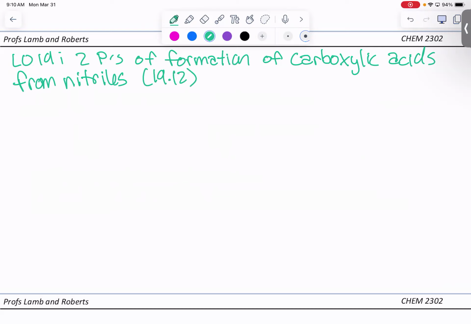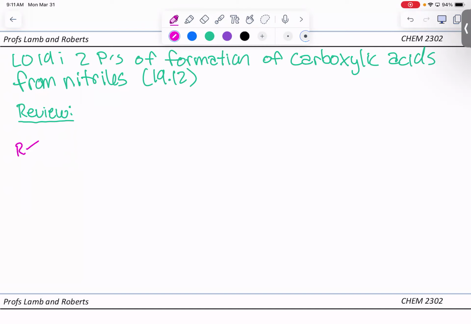All right, so we learned a little bit about nitriles. We also call this functional group a cyano group. So let's go ahead, and this is a review of a 2301 or earlier 2302 topic. So before we get into our new learning objective, let's go ahead and review how we actually made the compounds that we're going to do hydrolysis on to turn them into carboxylic acids.